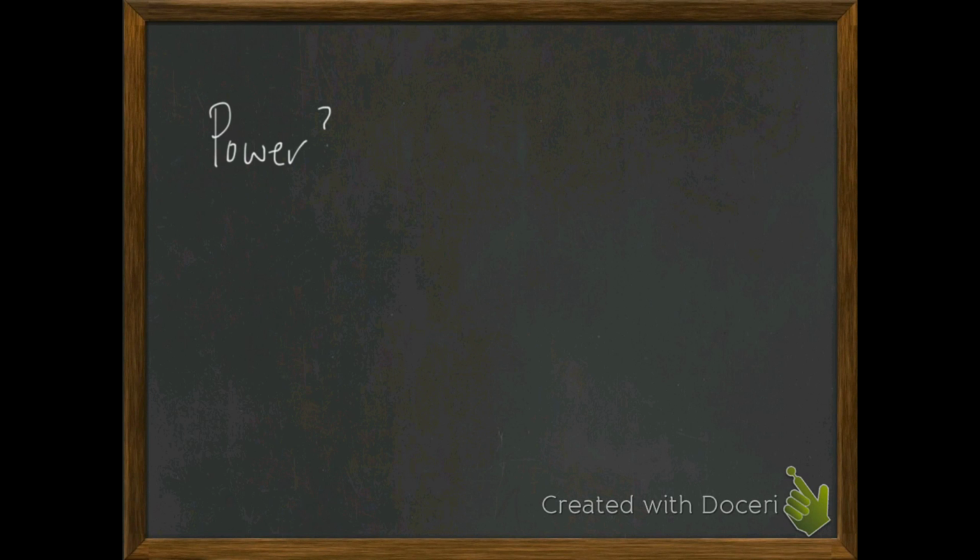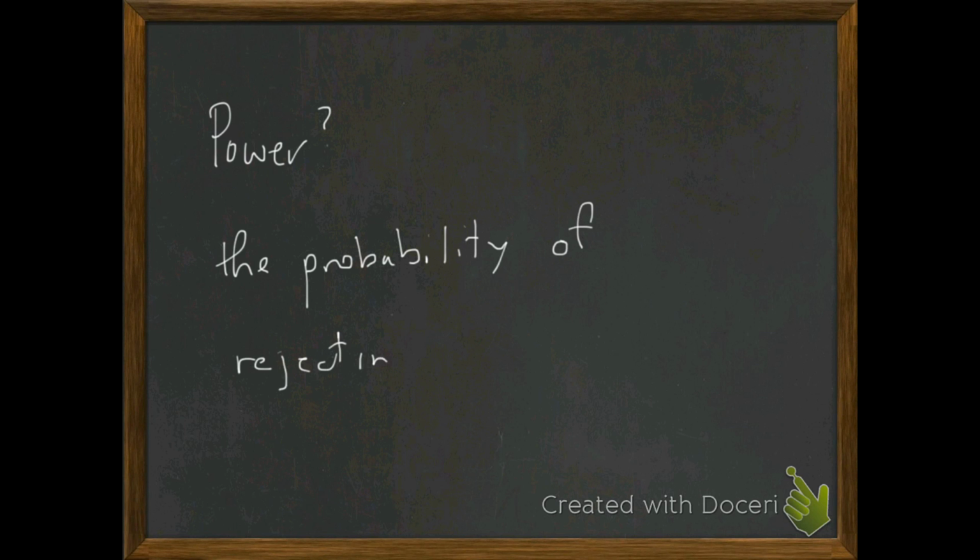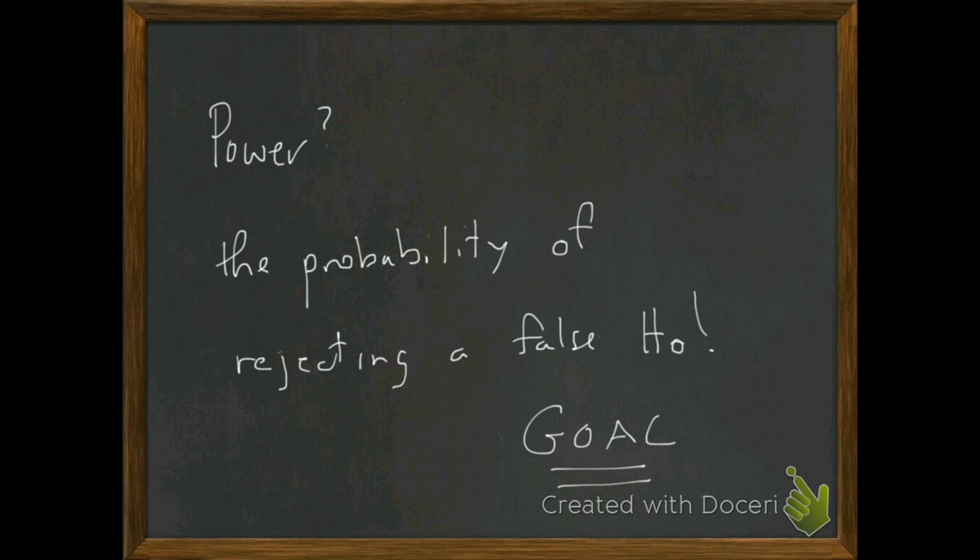What is power? It's the probability of rejecting a false H sub O. And guys, at the end of the day, this is the goal of any study, to come up with evidence that will reject a false H sub O.